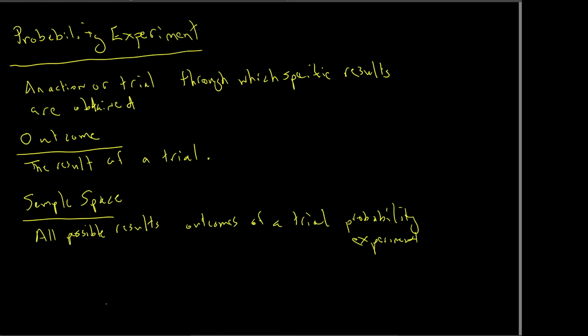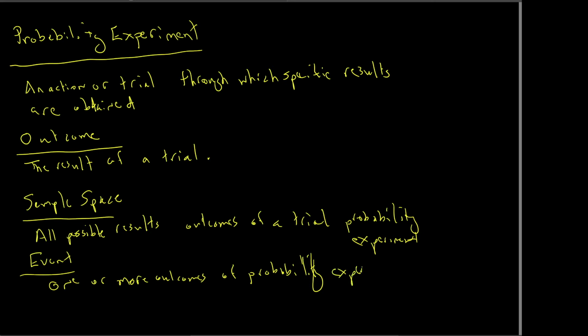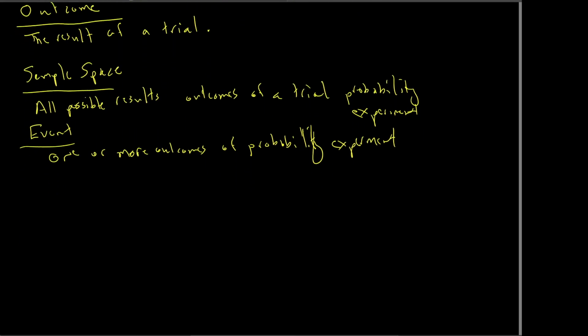And then we have an event, which is one or more outcomes. And so we have an event, which is one or more outcomes of a probability experiment. And so what we're looking at here is a way of talking about what can happen, all the possibilities, what does happen, and kind of what different combinations could happen.